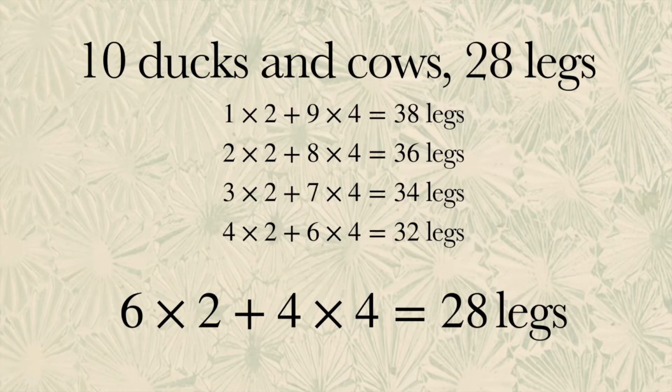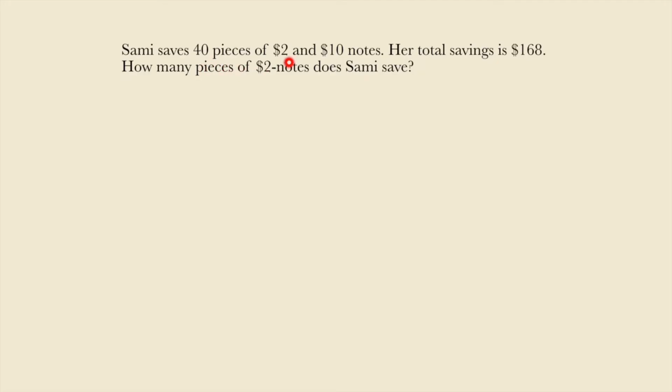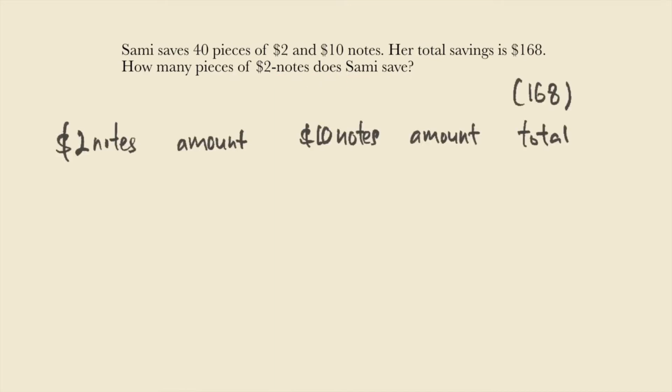First question, there are 40 pieces of $2 and $10 notes. Her total savings is $168. How many pieces of $2 notes does Sammy have? So the first step is to draw this table here. Number of $2 notes, the amount. Number of $10 notes, the amount. And take note that the total savings must add up to 168.